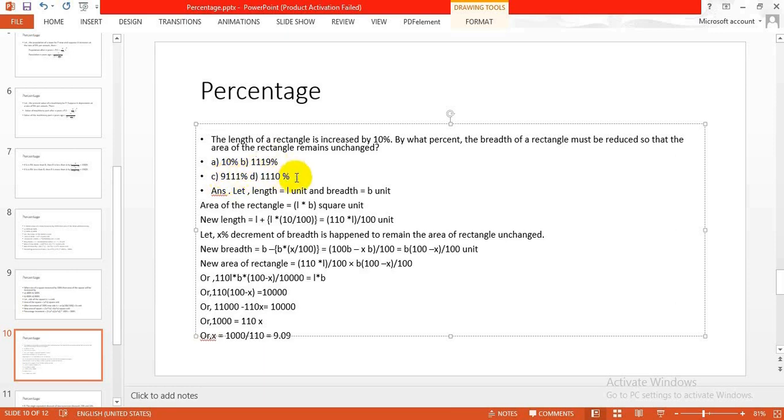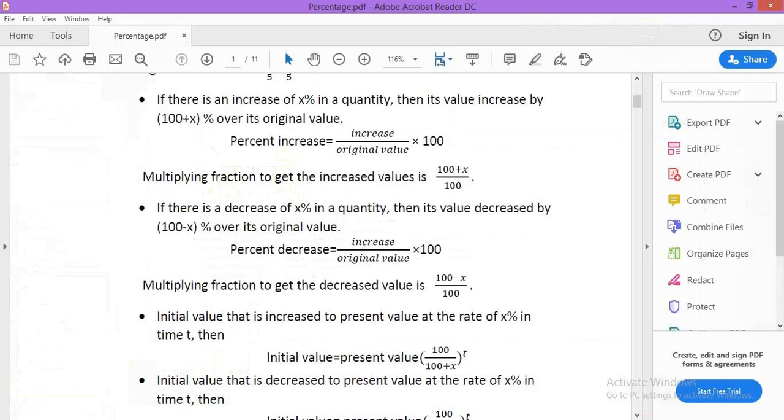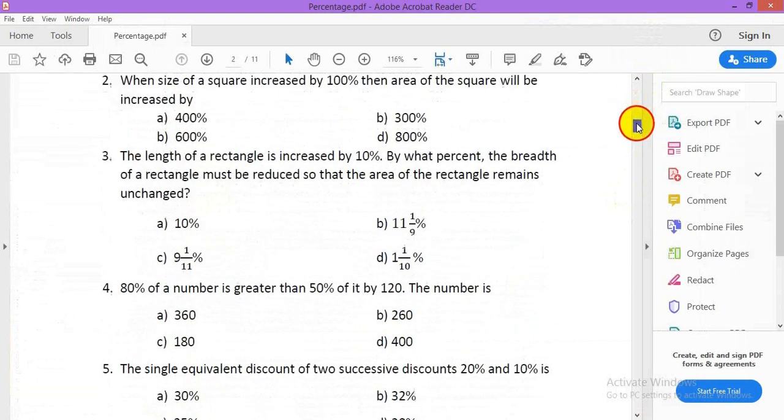Okay, let me check the options. Wait. Okay, this is the problem.